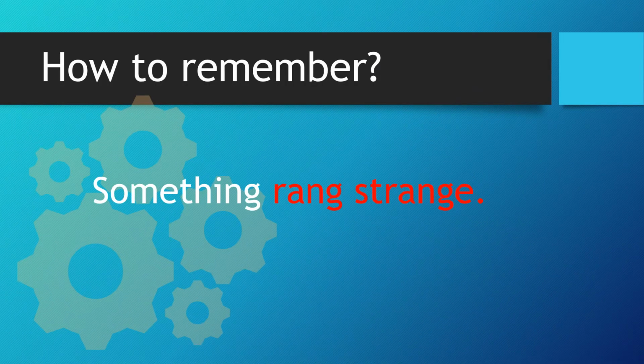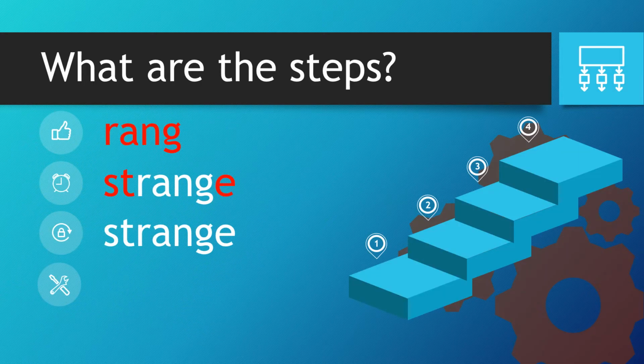How to remember: something rang strange. How does that previous slide help us out? Well, what we need to do is we take the word rang. That is a really clear sound, and that's the middle part of the word strange. Now, all we need to do is take the word rang, place it in the middle, then put the S and the T that we can clearly hear from strange at the start, and an E at the end.